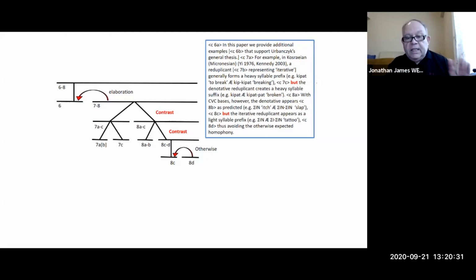Again, 8c and d, let's take a look at it. But the iterative or duplicant appears as a light syllable prefix, thus avoiding the otherwise expected homophony. If it weren't for this light syllable prefix, otherwise you'd have the expected homophony. That's why I identified it as otherwise.